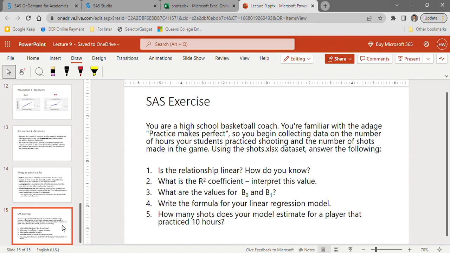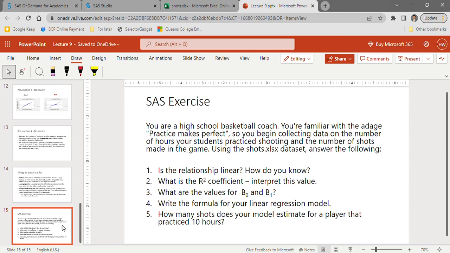Let's go ahead now and jump into our SAS exercise. You are a high school basketball coach. You're familiar with the adage, practice makes perfect. So you begin collecting data on the number of hours your students practice shooting and the number of shots made in the game. Using the shots.xlsx dataset, answer the following.